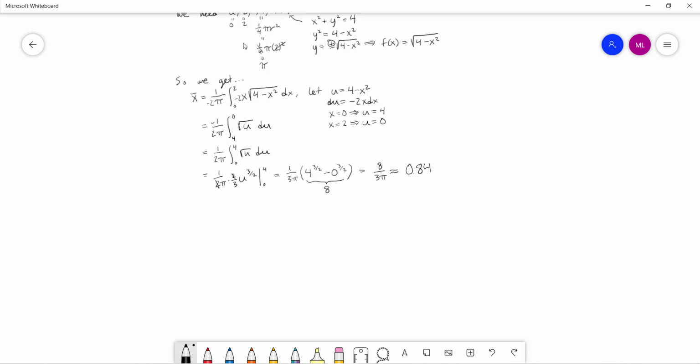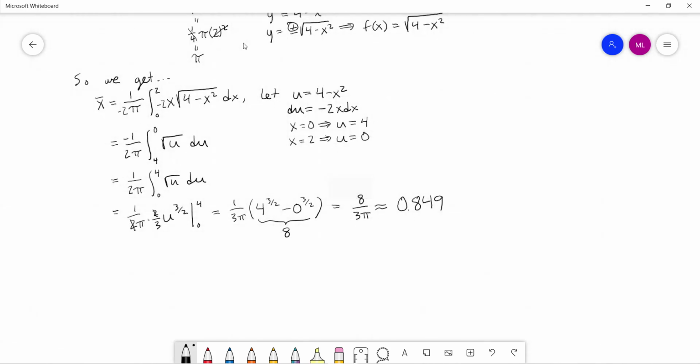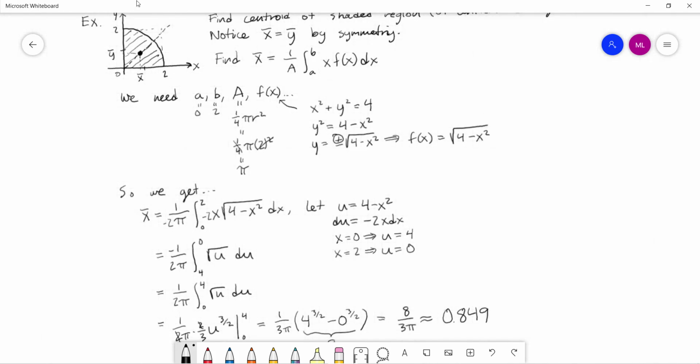At this point, before I say that 0.84, that's what I'm vaguely remembering, let me make sure that I get actually 0.84. Here's my calculator. There we go. Closer to 0.85. It's like 0.849, rounded to 3 decimals, so I don't have to erase. But sure enough, a little bit less than 1.